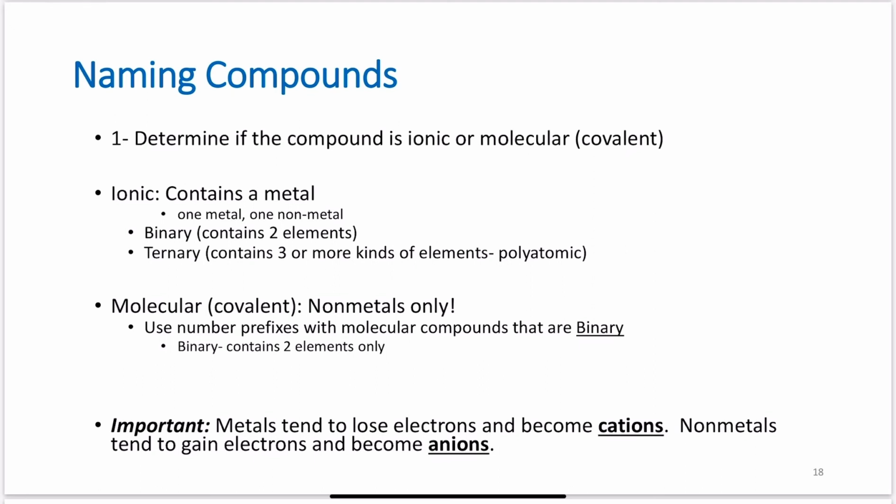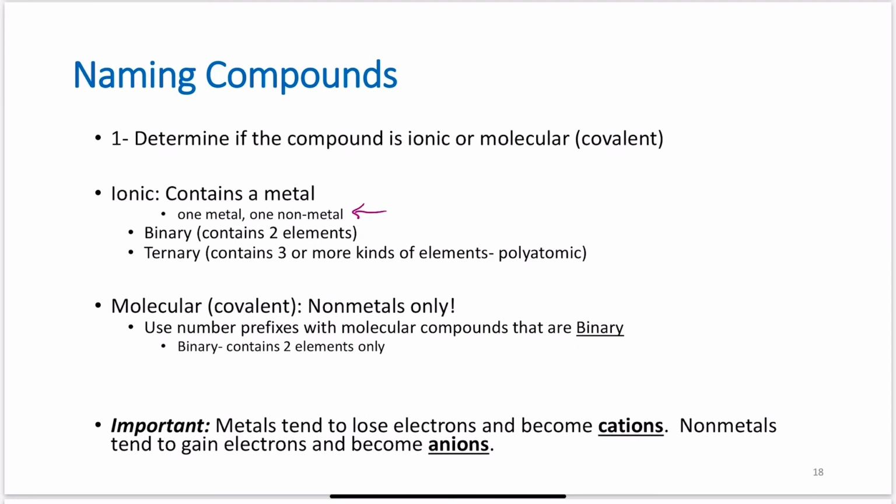If it's containing just two elements, we call it binary. If it's containing three or more kinds of elements, so three or more different elements, we call it a polyatomic. Now, the only exception to this rule here is that sometimes you can have two polyatomics that are oppositely charged that form a compound and act as an ionic species.